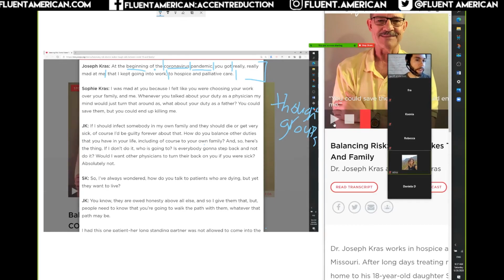Okay. You guys can unmute yourselves. Tell me, what do you think are some of the words that are being stressed here? If anyone is feeling particularly brave. If you don't want to say it out loud, you can also put it in the chat box too.